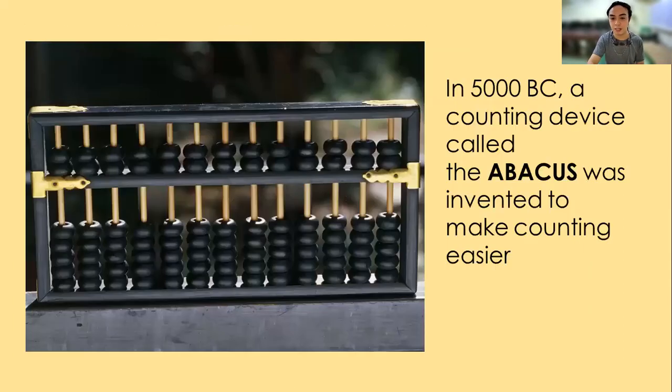After that, 7,000 years ago from 2022, in 5,000 BC, our ancestors were able to invent a machine called the abacus. It made them able to count faster and easier. Abacus is a counting machine. It is the first counting machine invented by humans. Abacus.